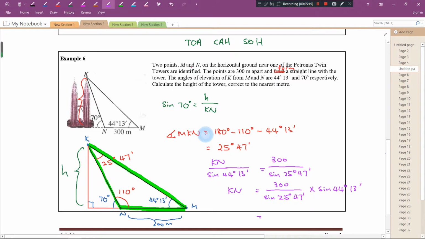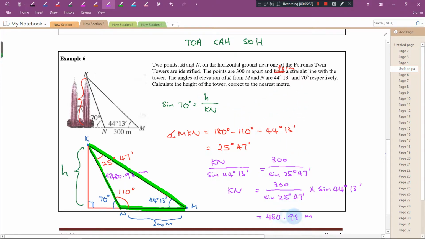300 divided by sine 25 degrees 47 minutes, times sine 44 degrees 13 minutes. It is equal to 480.98 meters. Let me label it first. So here will be 480.98 meters, the length here. Now I've got the length of KN, so I can get the height easily.